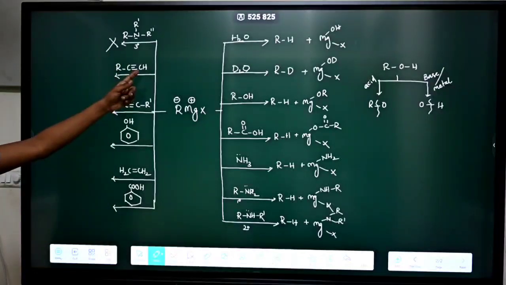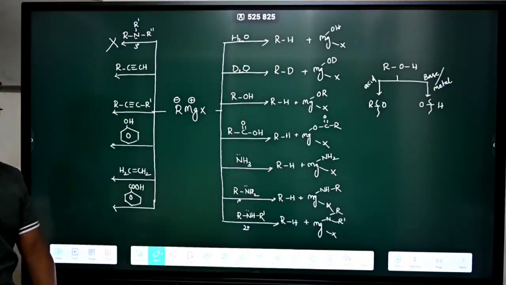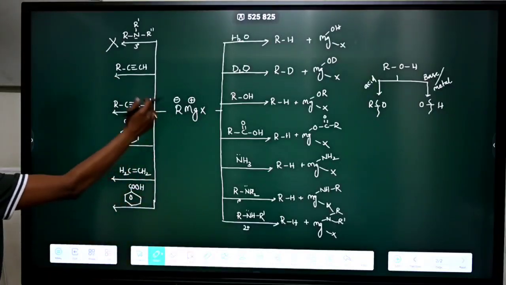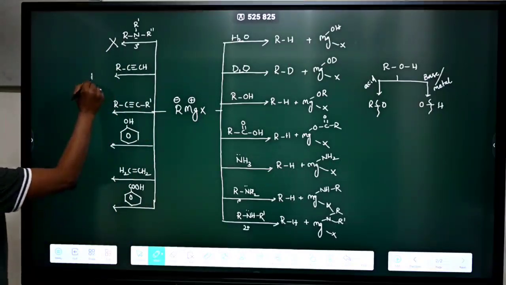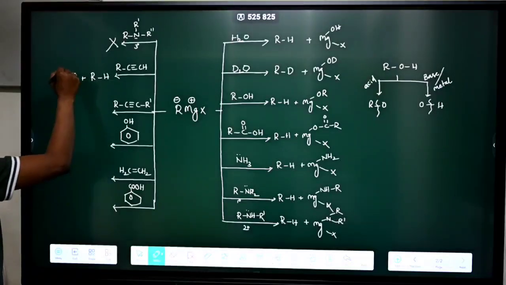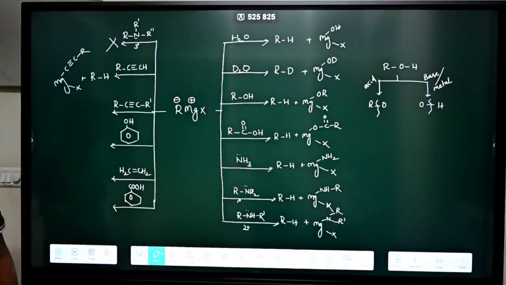Then the triple bond carbon is connected to hydrogen. So that hydrogen is acting as acidic hydrogen. We can explain the acidity based on the s character. R minus can react with H plus, RH will be developed. Mg, C triple bond C R, halogen. For an internal alkyne there is no acidic hydrogen, no reaction.